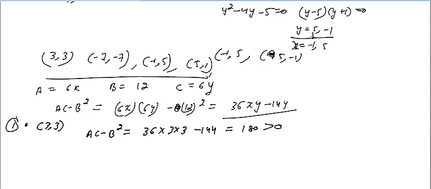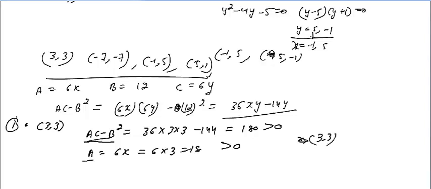So you know that when this is greater than 0, what is the value of a? Value of a is 6x and x is 3, so it is 18. So you are getting greater than 0. When this is greater than 0 and this is greater than 0, then it is a point of minima. So 3, 3 is the point of minima. And you can find very easily the minimum value.